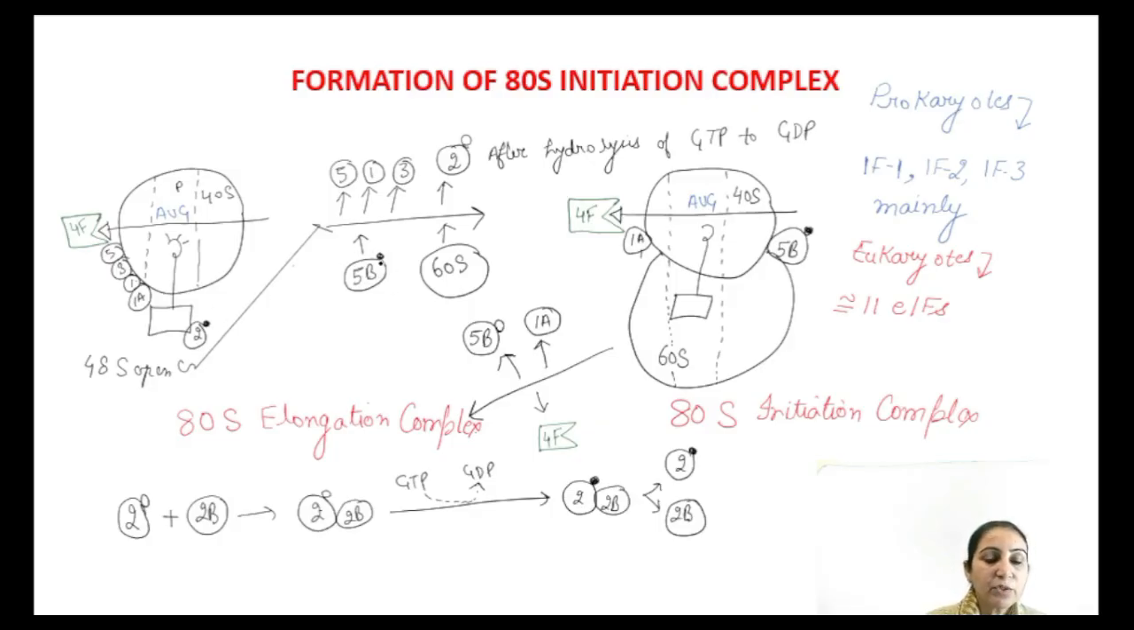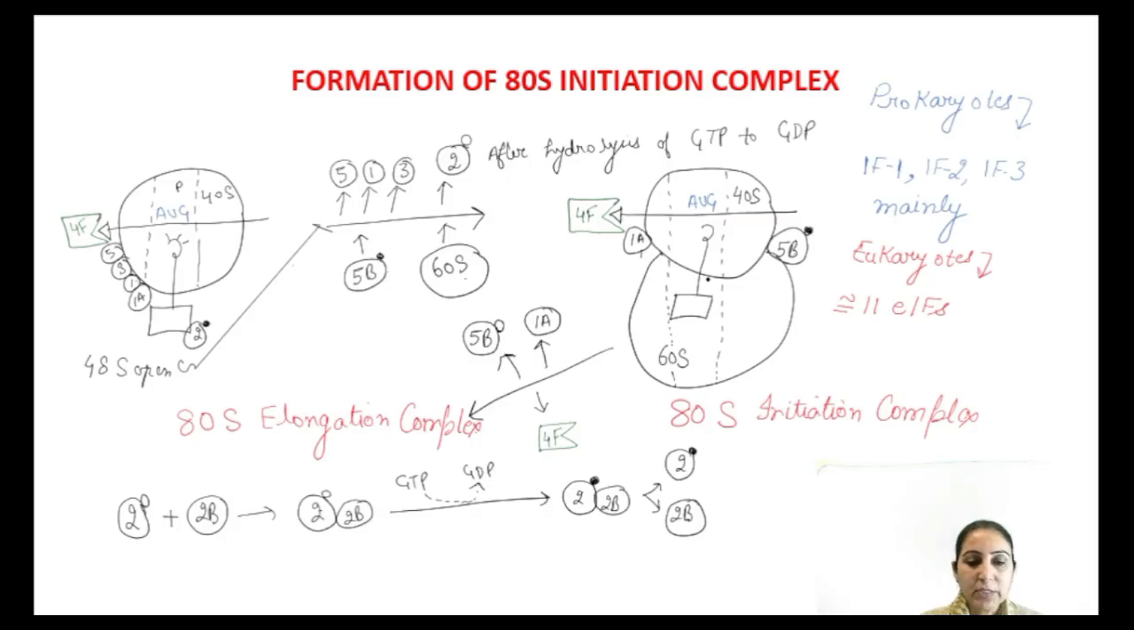The main function of this factor is that it helps in binding the 40S subunit with the 60S subunit. So the 60S subunit comes here. Phosphorylated factor 5B also comes, and this factor helps in joining these two, that is, the 40S subunit with the 60S subunit. So here is our phosphorylated factor 5B. All the factors 5, 3 and 1 get removed. Only factor 1A is present here.